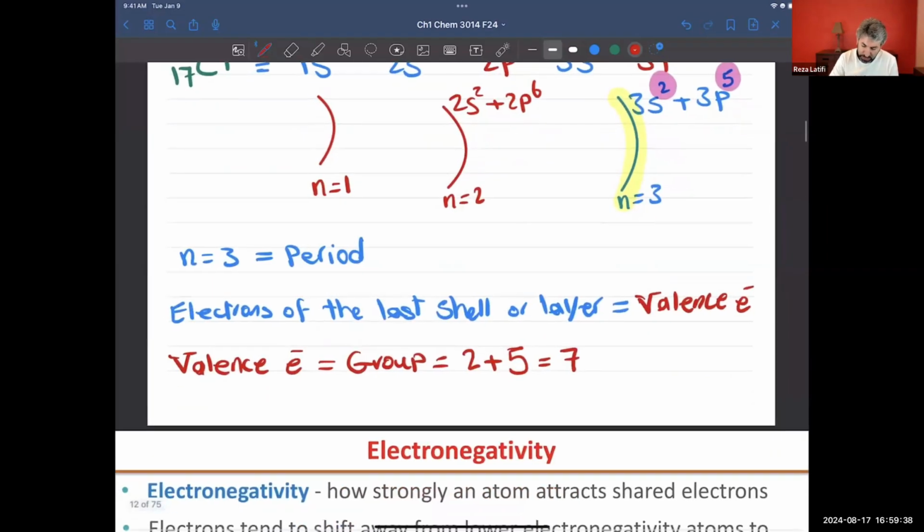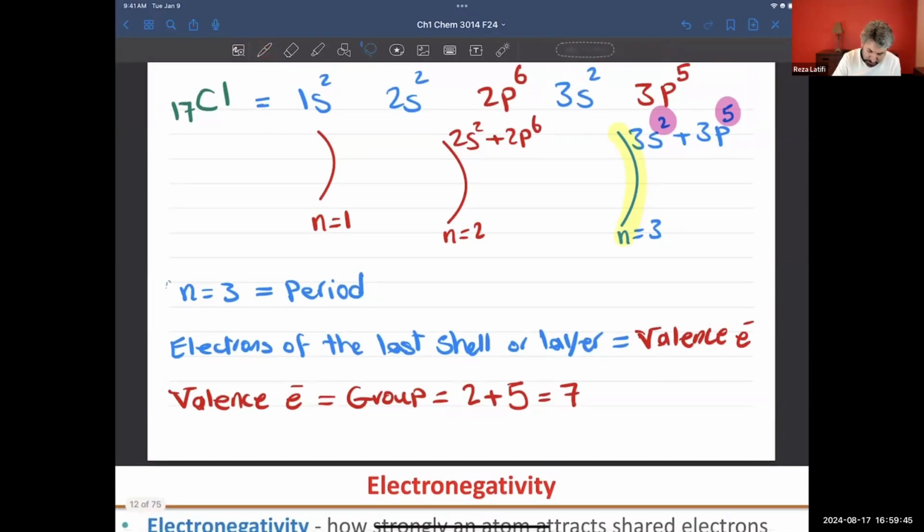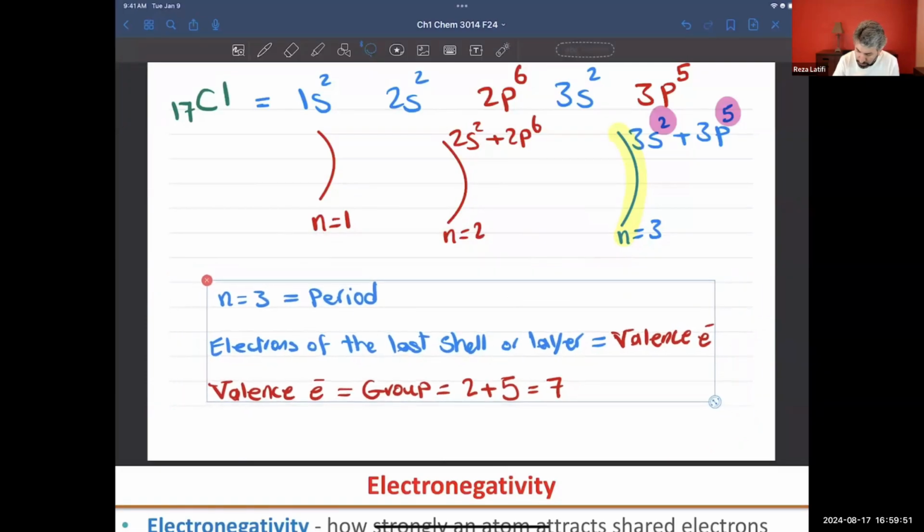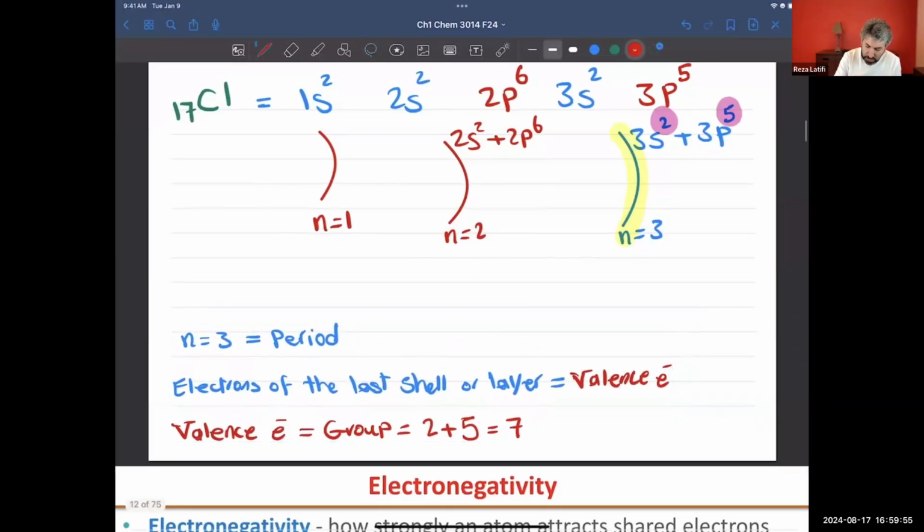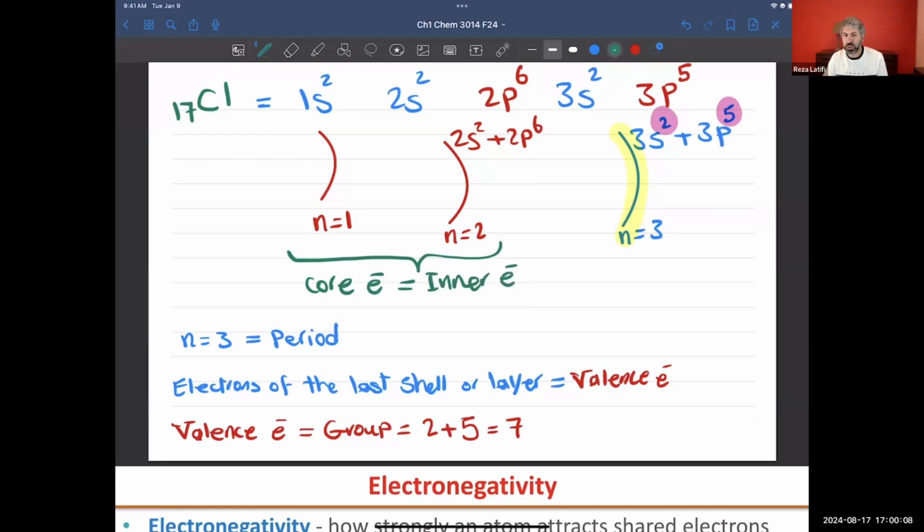So now that we figured the valence electrons, let's talk about the rest of the electrons. What should I call them? I'm going to shrink the size of those, I need more space. The rest of the electrons, we call them core electrons or inner electrons. You are not going to be dealing with core electrons. In order to reach the core or inner electrons, you really need X-ray or gamma energy to touch those electrons. So in organic chemistry, we will not be dealing with core or inner electrons, only and only valence electrons.